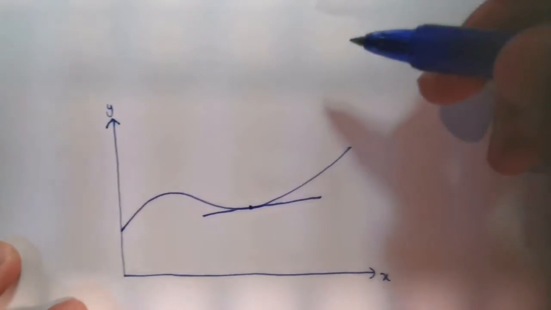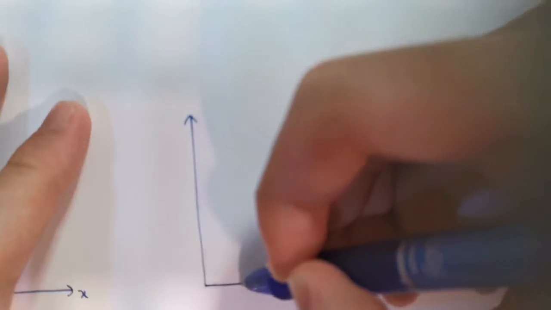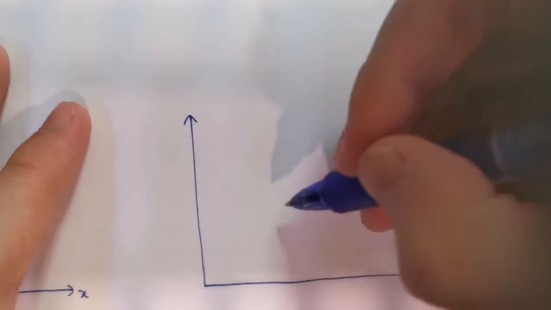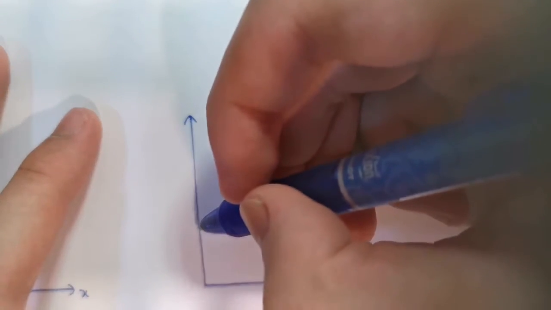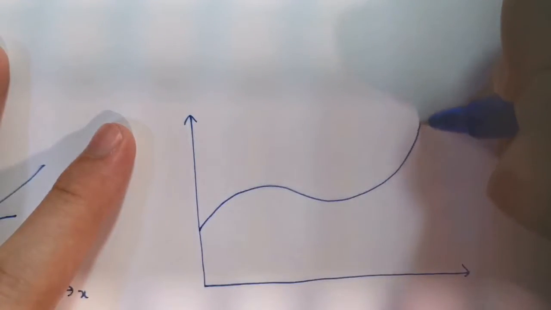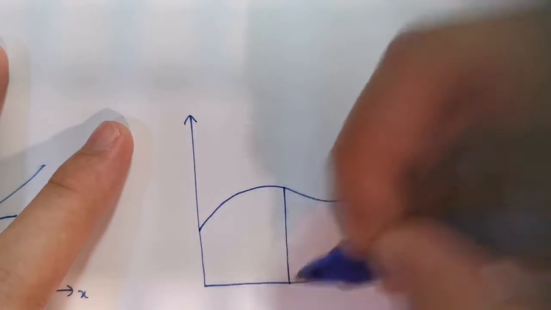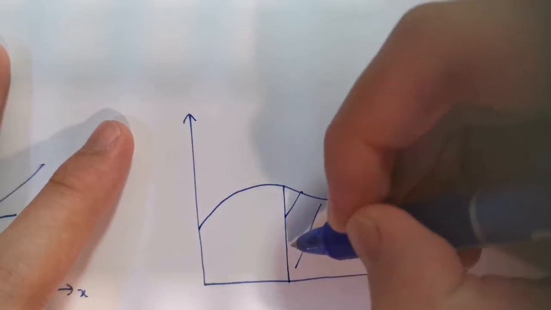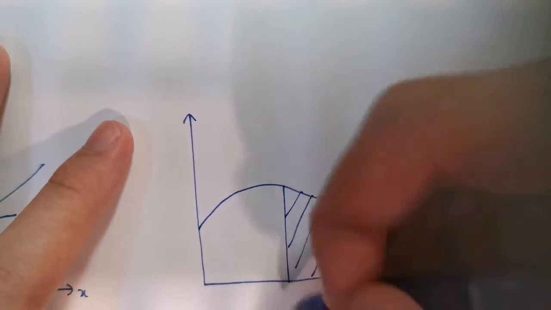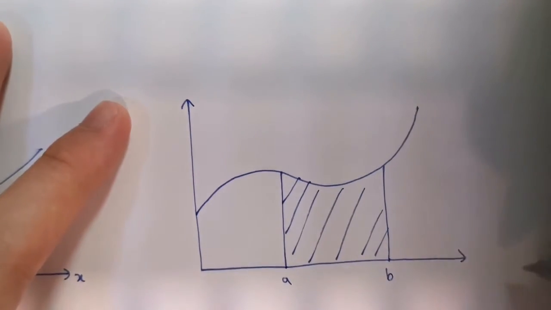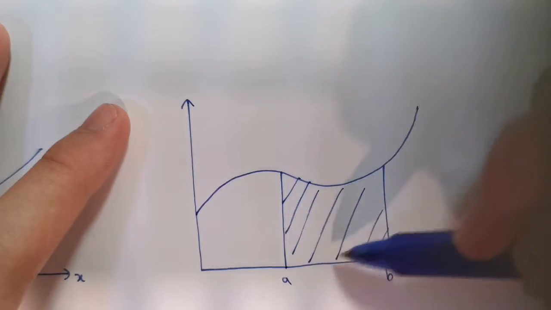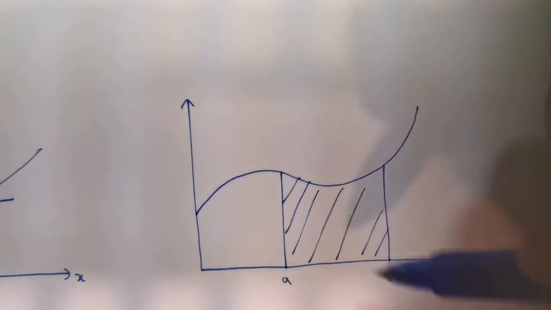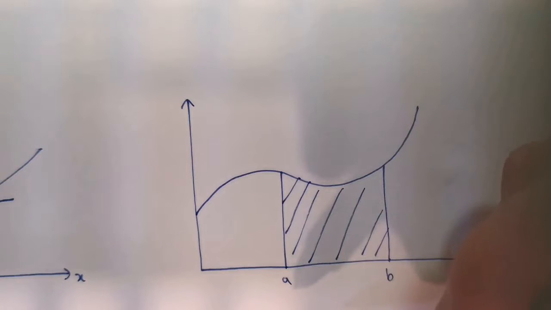Then for integration, the definition is the area under the graph. So for example, if you want to find the area under the graph from A to B, then you have to do integration to find this area. Yeah, so that's the basic definition, which I think you all should know.